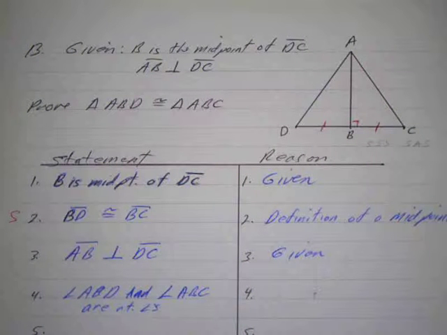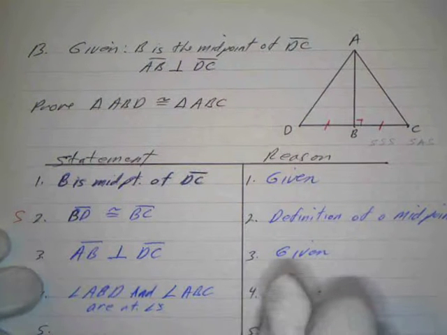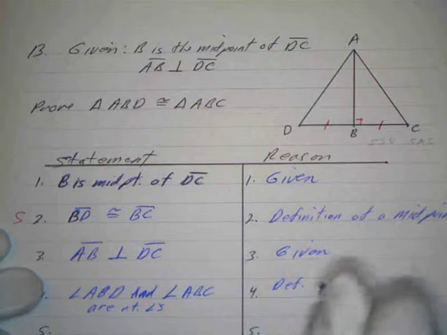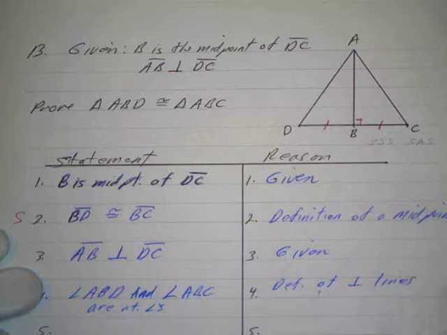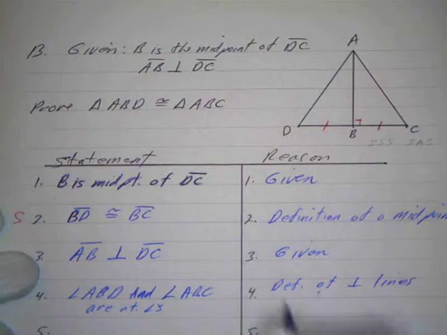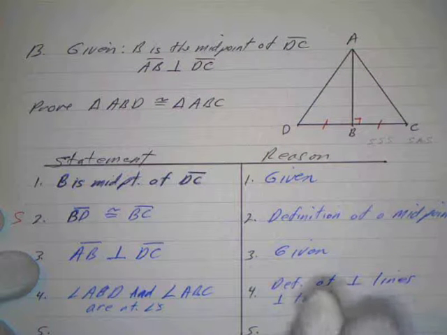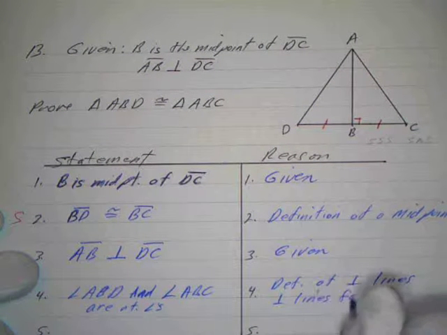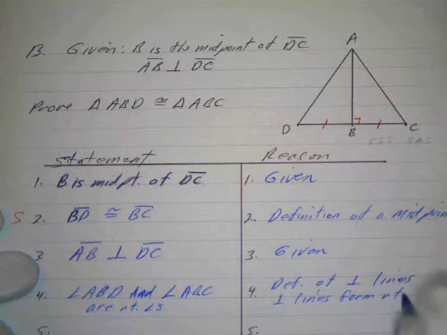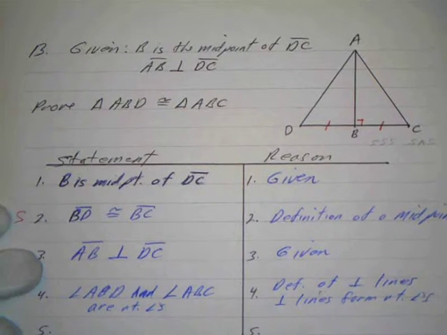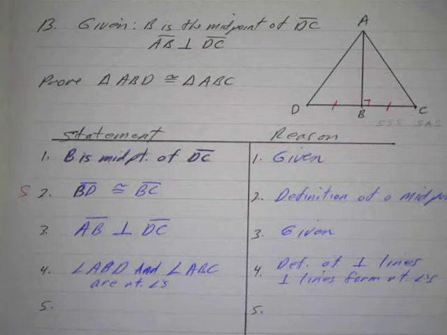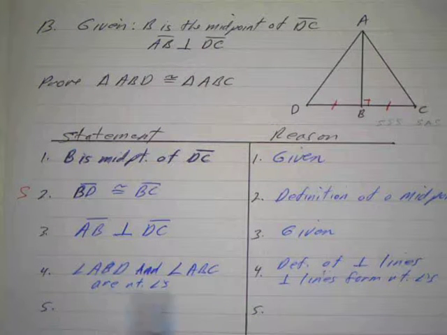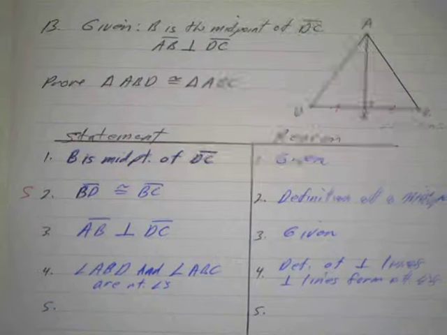Now we know definition of perpendicular lines is one thing you could say. Or you could write down the definition, basically. Perpendicular lines form right angles. That's the definition of perpendicular lines, two lines that form right angles. Okay, so that's ABD and ABC are right angles.